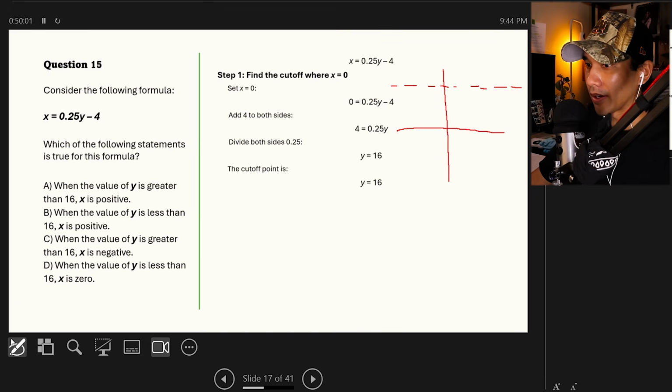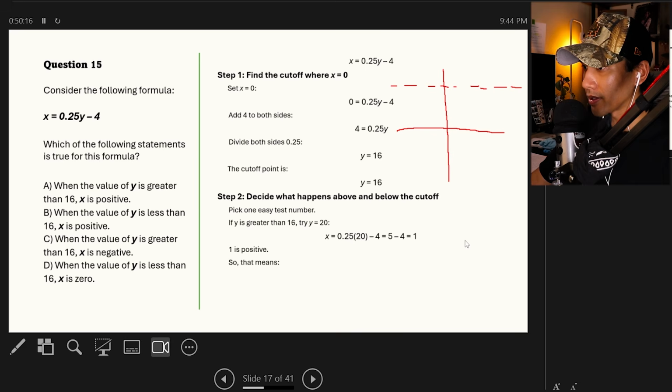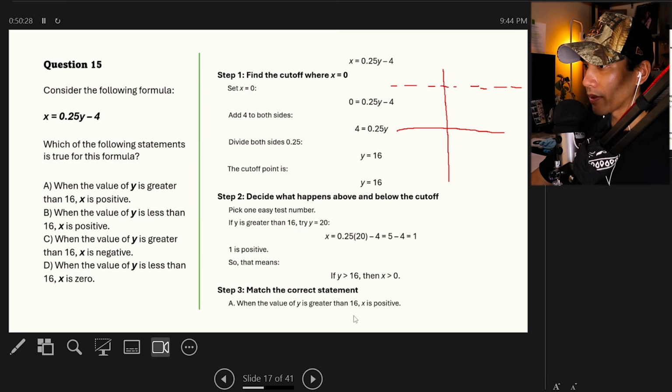Or I don't know. I'm not going to act like I know this. So, okay, pick one easy test. Try y equals 20. Again, this is another problem where I want you to screenshot it because I am going to butcher this. So it says if y is greater than 16, then x is positive. Okay, when the value of y is greater than 16, x is positive.